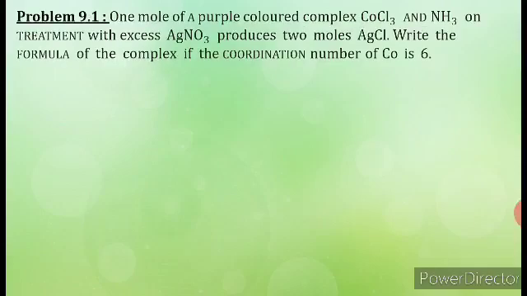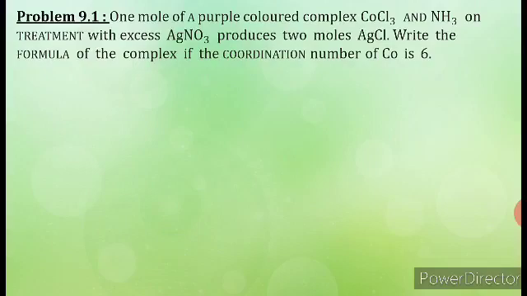First we will discuss, okay, so look here. First problem: 1 mole of a purple colored complex, cobalt trichloro cobalt and ammonia, on treatment with excess of AgNO3 produces 2 moles of silver chloride. Write the formula of the complex if the coordination number of cobalt is 6. See, you can see over here that a purple colored complex is there, which contains ammonia molecules as well as 3 chloride ions combined with cobalt.